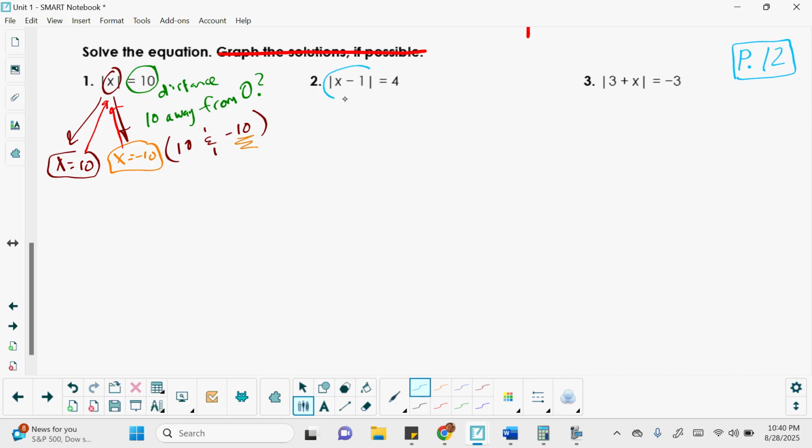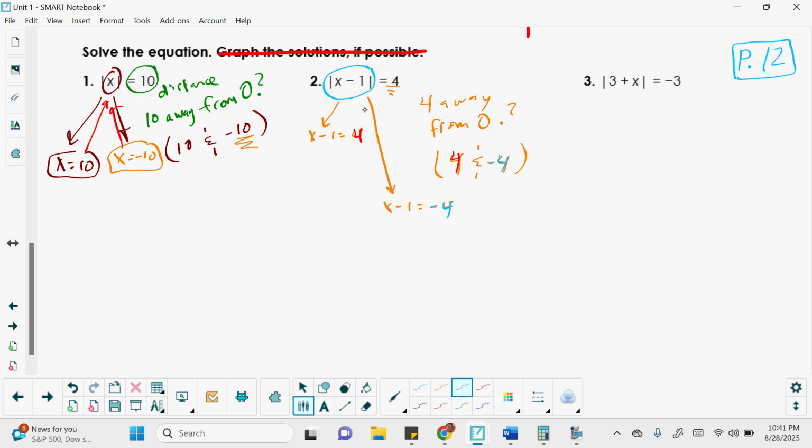All right, number 2. Notice our absolute value again is all alone. So we ask ourselves, what two numbers are 4 away from 0? And you're like, oh, it's 4 and negative 4. So we take x minus 1 and set it equal to 4, and then down here, x minus 1 equals negative 4. Those are the two values that are 4 away from 0, and that's what absolute value is asking you to do.